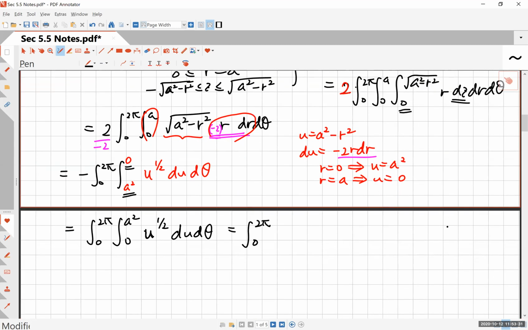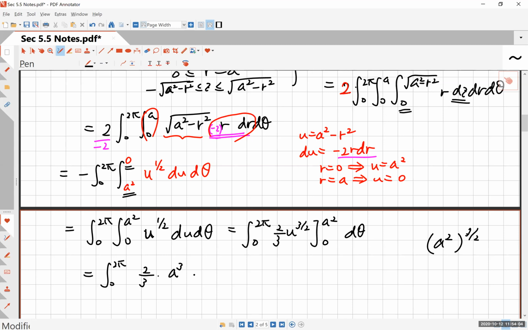All right, and so what do you get? It's u to the 3/2, and then of course you have 2/3, right? And then you plug in 0 and a squared here, and d theta. So let's just keep everything inside here. What you have is a cubed, right? Because what you have is a squared, and then you take 3/2 of it. It's the square root of a squared, and then you cube it. So that's a cubed. And then you have d theta.